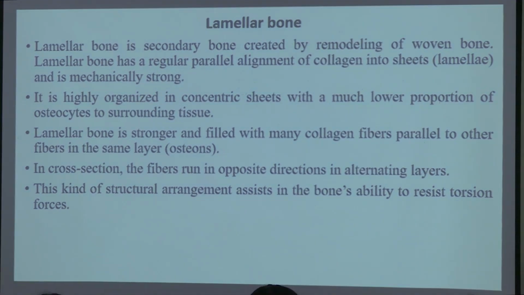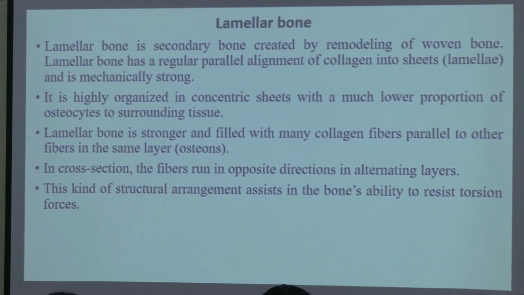Okay, now if you see the lamellar arrangement, it is a very unique and particular type of arrangement. Why is it unique? Because of the arrangement of the collagen fibers. Now if you see the collagen fibers, as I said, they are parallel in each lamellae. Why? Because of this, it is providing mechanical support. Next, highly organized in concentric sheets with a much lower proportion of osteocytes to the surrounding tissue.